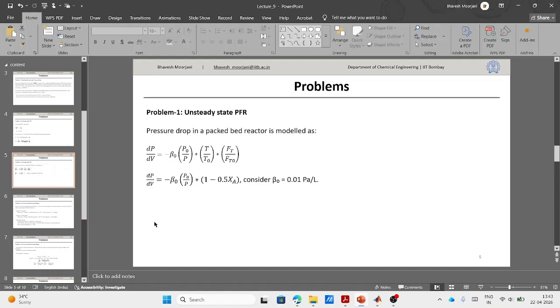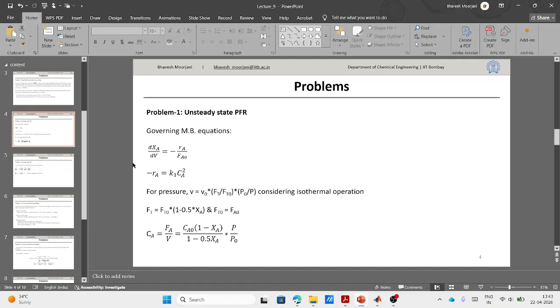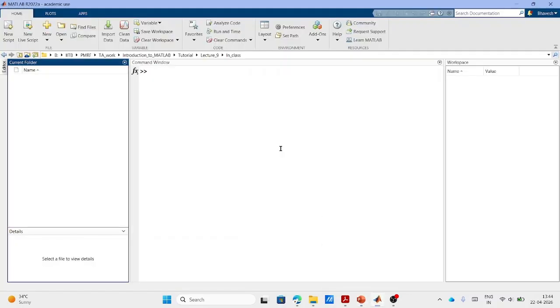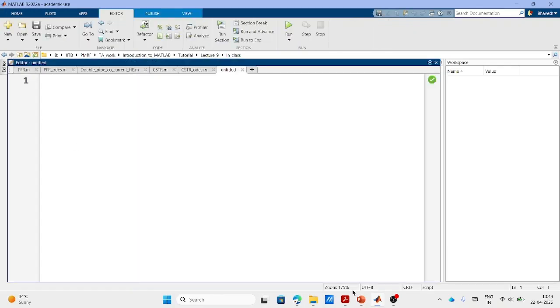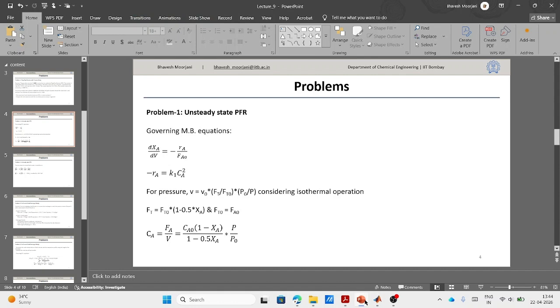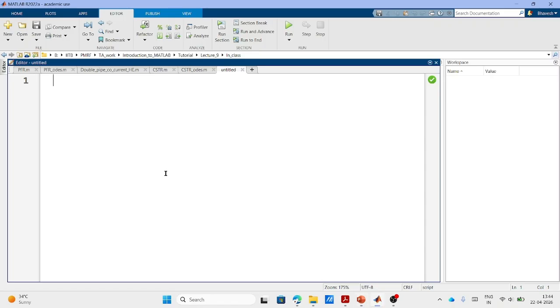So here we have two things. We have change in pressure with respect to volume, dP by dV. We have change in conversion with respect to volume, also dx by dV. Right? So these two pieces of information we have, and then we have been asked to model this. So what I will do first is create one function which defines the PFR ordinary differential equations. So it computes the dx by dV and dP by dV, right?